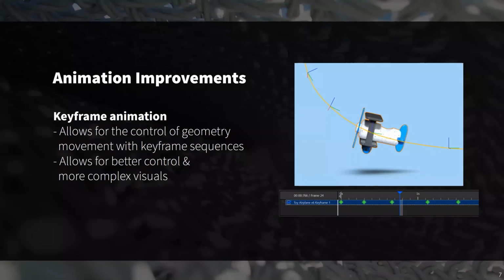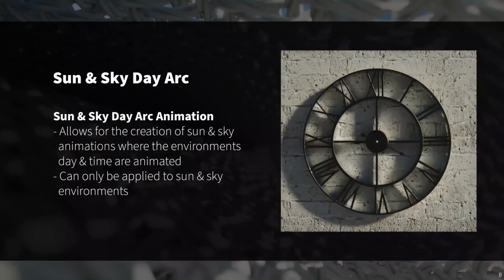So definitely fun. Another one we have is the sun and sky day arc animation. It's another great animation update added to KeyShot. It allows you to create visuals where the environment's daytime is animated. It's essentially simulating time passing. It's important to note that this animation works specifically with sun and sky environments, so you'll have to have one of those set, or your background set as sun and sky.